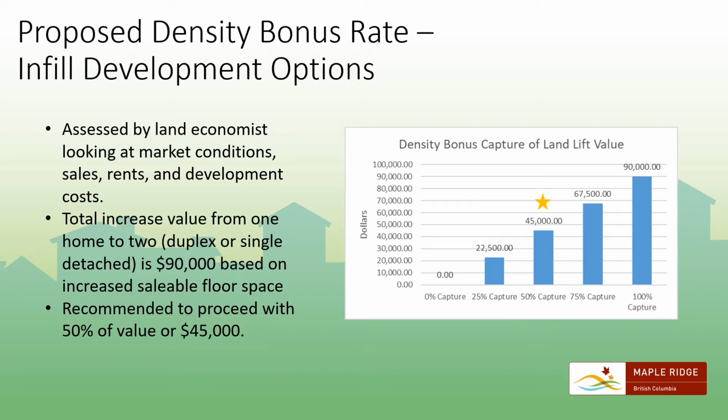The total land lift realized by constructing a duplex rather than a single detached home on an RS1 zoned lot is $90,000, as shown in this table. The consulting land economist provided a recommended contribution rate of $45,000 per additional unit added through duplex development to an RS1 zoned lot. The density bonus is low enough to provide an incentive for developers to build duplexes, but high enough to capture up to half of the value gained from duplex units.